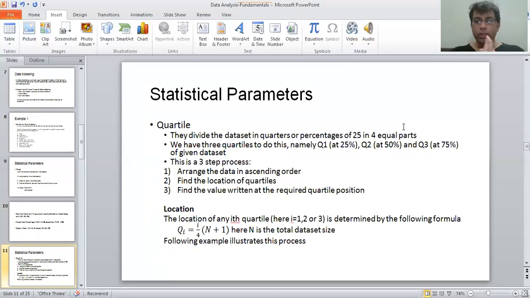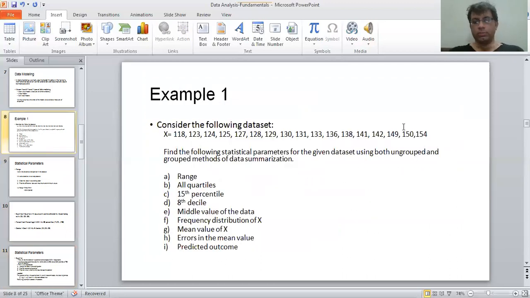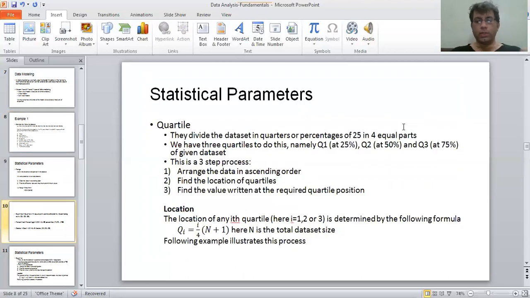And this we have already done, because luckily our data, if you look into the data set that is present over here, is already in ascending order, just like we discussed in the range calculations. So the smallest value is the first one and the highest value is the last one, and in between they are all in ascending order. So the first step is already done for us. But remember to arrange it in ascending order if it is not so. Otherwise, you will get incorrect answers.